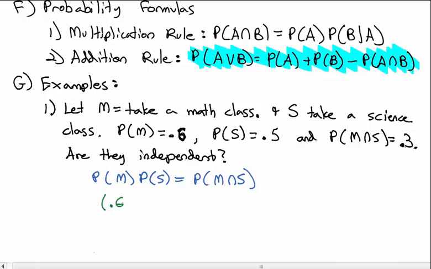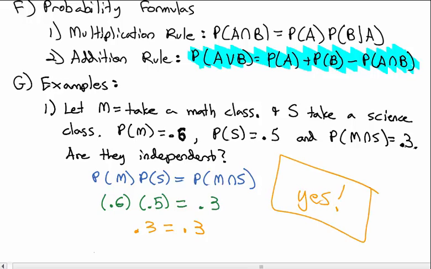So a math class was 0.6, a science class was 0.5, and both was 0.3. 0.6 times 0.5, sure enough, is 0.3. So our conclusion is, yes, these are independent. Taking a math class has no effect on taking a science class.